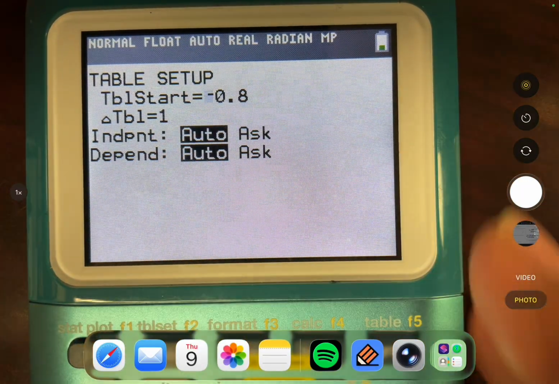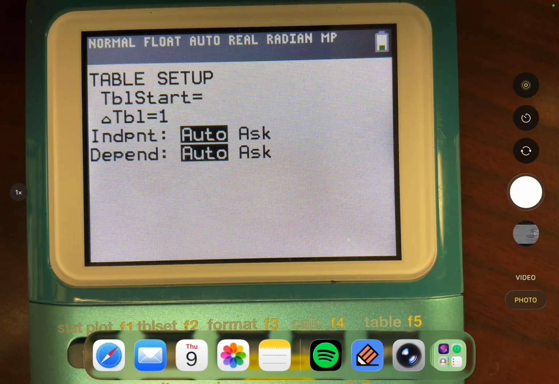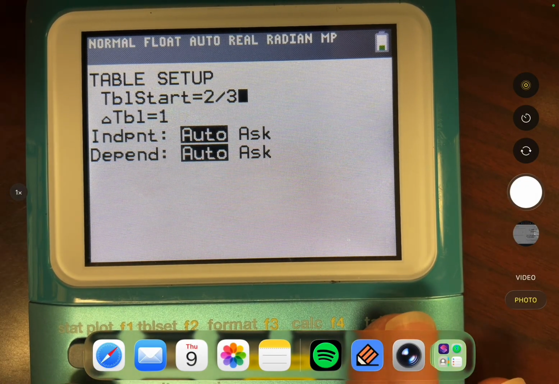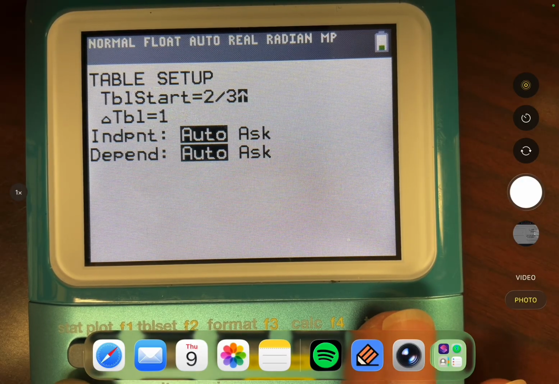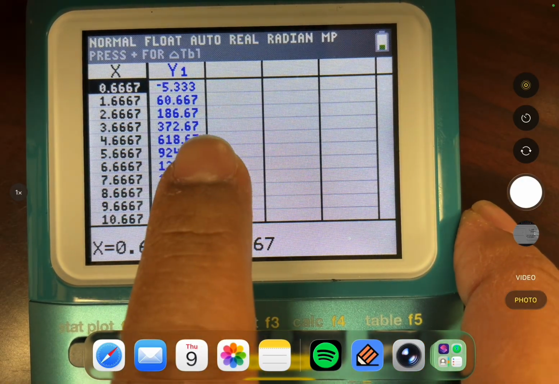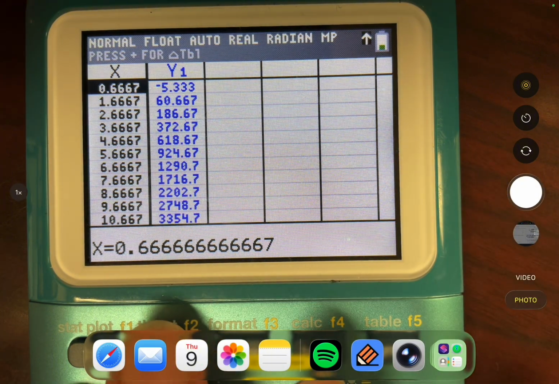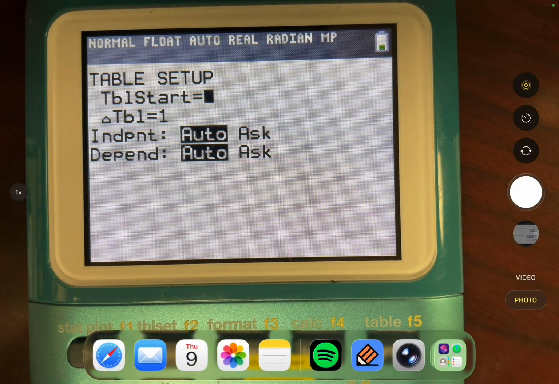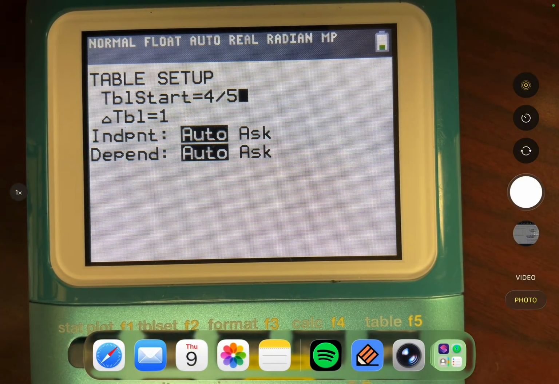What's the next answer choice? 2 divided by 3. Press second graph or second window. Second graph. Yeah, no. That one's also not. What's the next answer choice? It's C, 4 divided by 5.